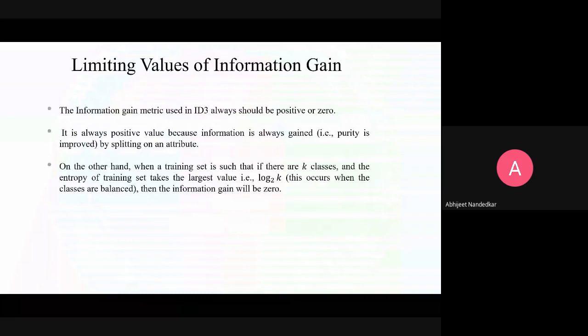So yesterday we saw this ID3 algorithm, and we saw how information gain for an attribute can be used as a measure to split the table into smaller pieces, and then we can further split it so that purer and purer data is achieved. That's the logic behind ID3. The information gain metric used in ID3 is always positive or zero. It is always a positive value because information is always gained as we go towards purity.